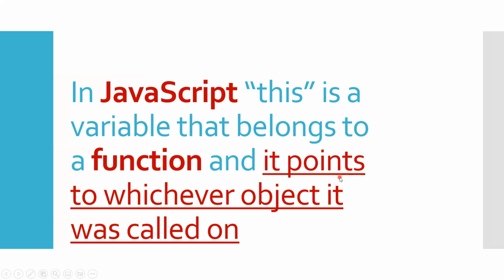In JavaScript, it's not the same. In JavaScript, the this keyword belongs to the function, and it points to whichever object it was called on. So the function and the object are not exactly related. We have a function object that has a variable called this, and whenever we call the function on an object, this would refer to that object.